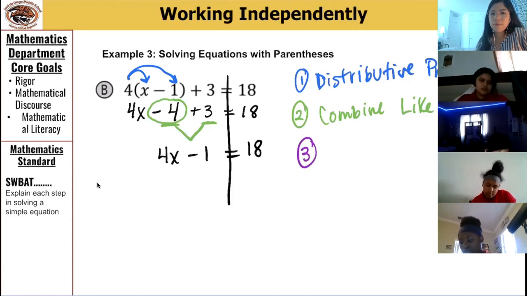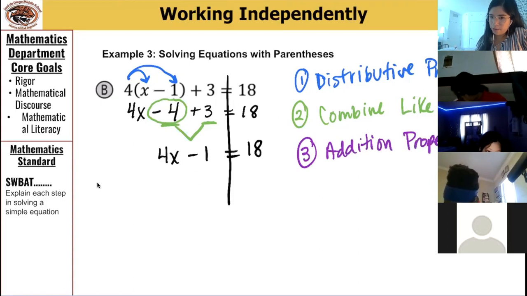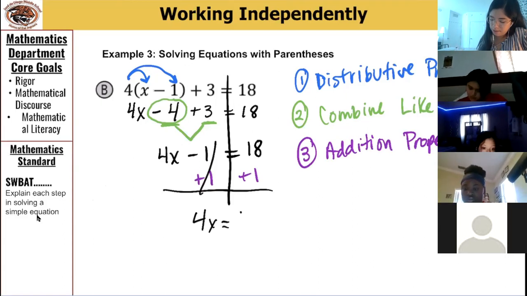Add both sides. Addition property. Good. I'm going to add 1 to both sides. And then that's going to give me 4x equals 19.